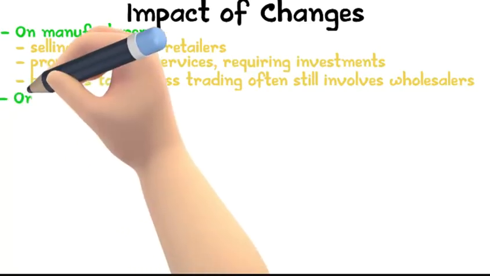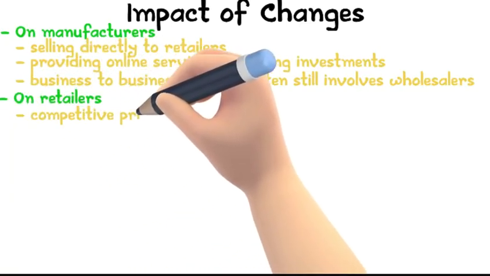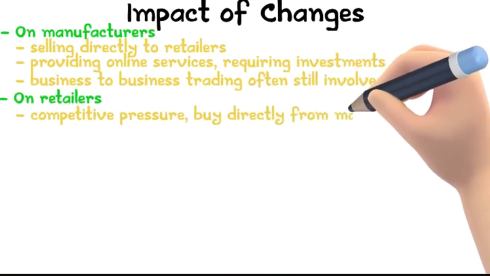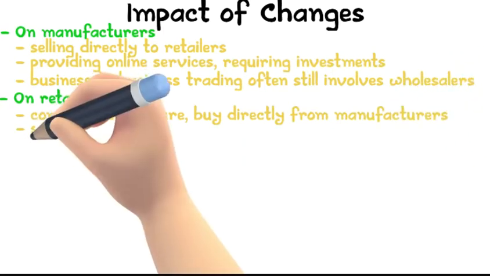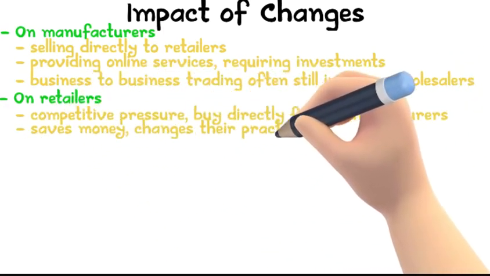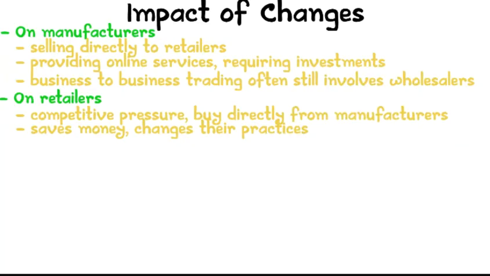Impact on retailers. Competitive pressure forces many retailers to buy directly from manufacturers. This allows them to save money, but also changes their practices. For example, goods would be transported to a central warehouse.